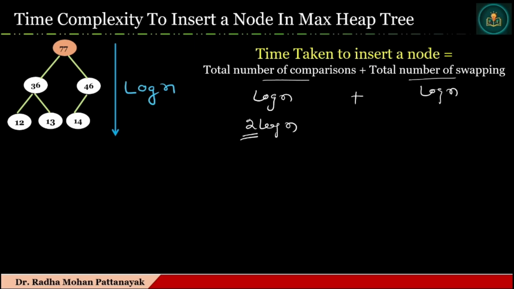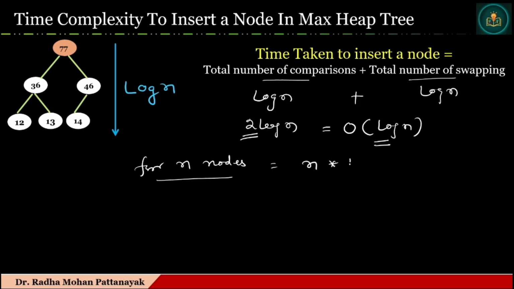So that's why we can write this term as big O of log n. Clear? So the total time considered to insert a node in the worst case is log n. That is for only one node. If there are n nodes inside the tree, then for n nodes, n multiplied by log n, that is n log n. Clear? In complexity, that is big O of n log n.